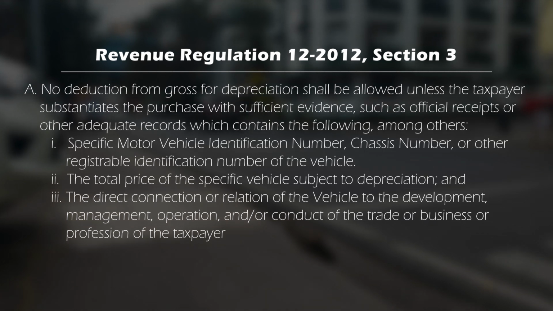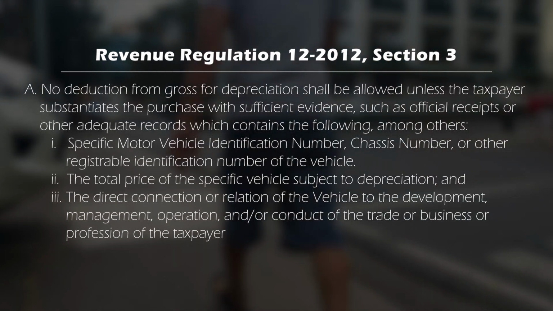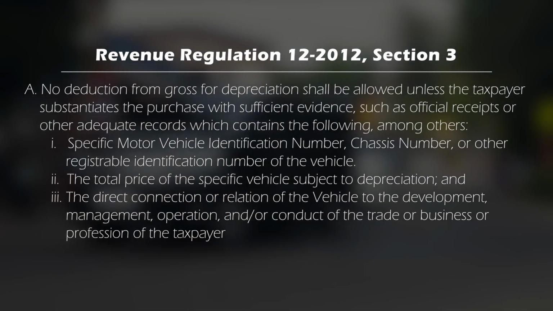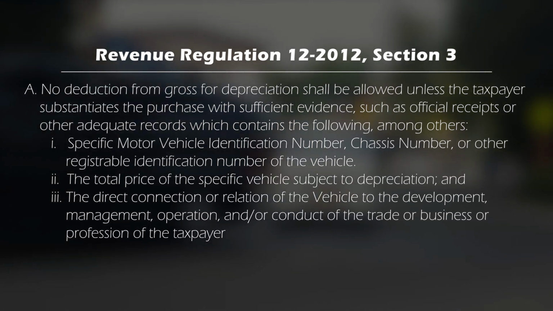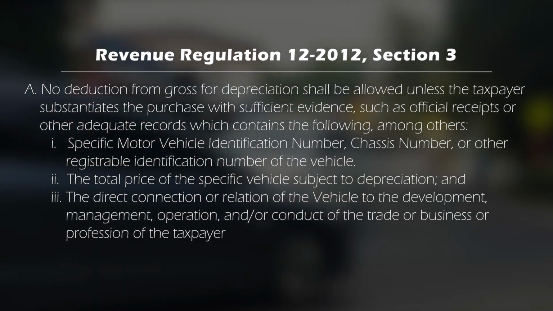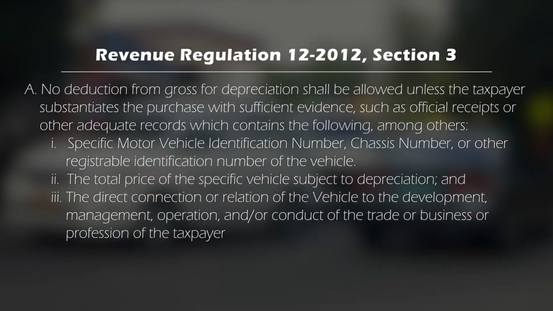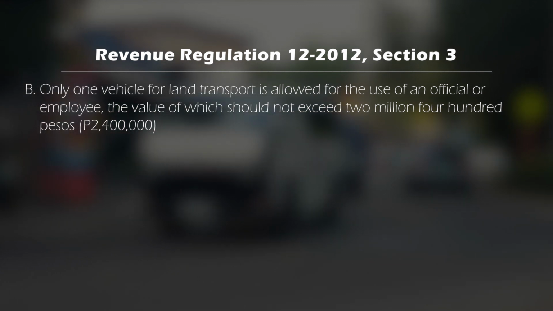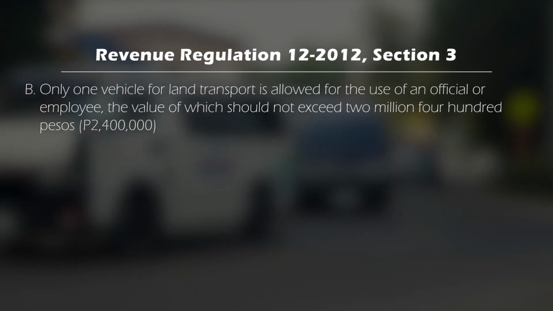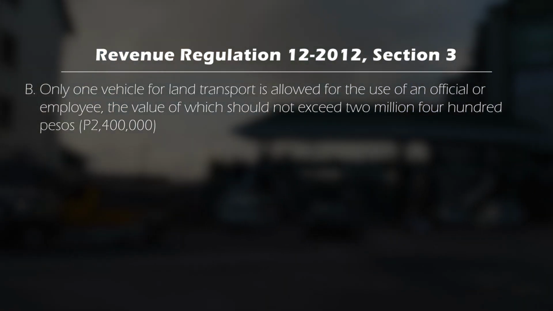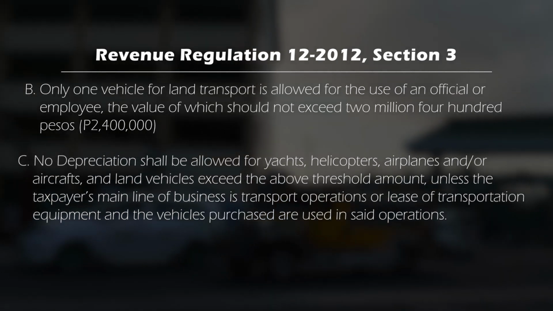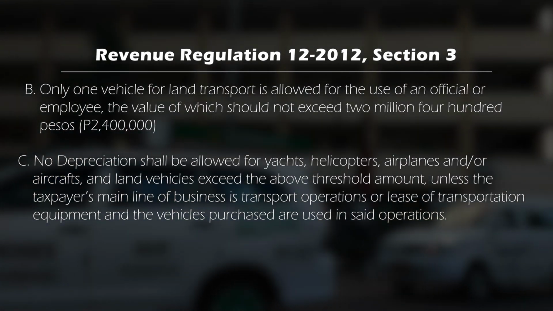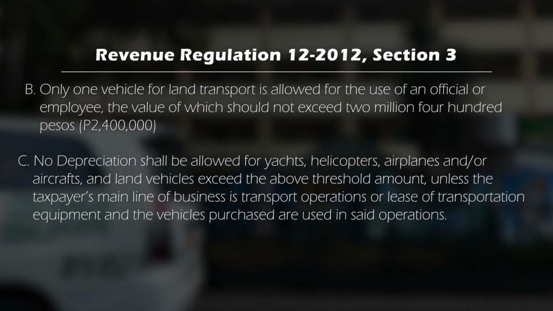First, there should be substantiation of such purchase of vehicle. This is done by showing documentary evidence such as official receipts, specific vehicle number, total price of the depreciable asset, and direct connection or relation to the development, management, operation, and or conduct of trade or business or profession. Next, only one vehicle for land transport is allowed for the use of an official or employee, wherein the value should not exceed 2,400,000 pesos. Third, depreciation on yachts, helicopters, airplanes, and or aircraft and land vehicles exceeding 2.4 million are not allowed unless it could be considered as the main line of business.